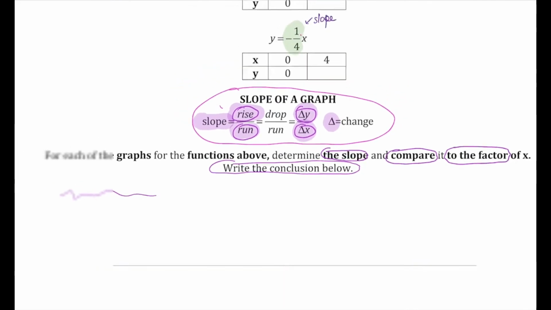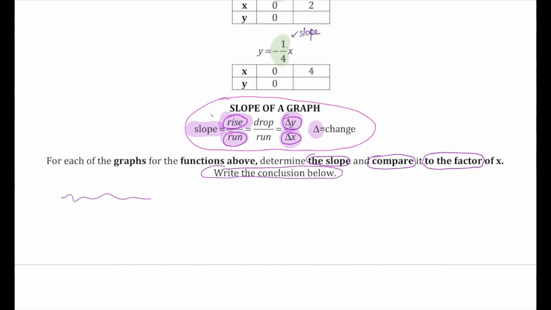At the very bottom of your worksheet, I'm asking you to write the conclusion below after you have compared the slopes that you have found for each graph to the factors of x in each of those graphs. The conclusion is the slope and the factor in front of x is the same thing. And that's your conclusion. And that concludes this video.